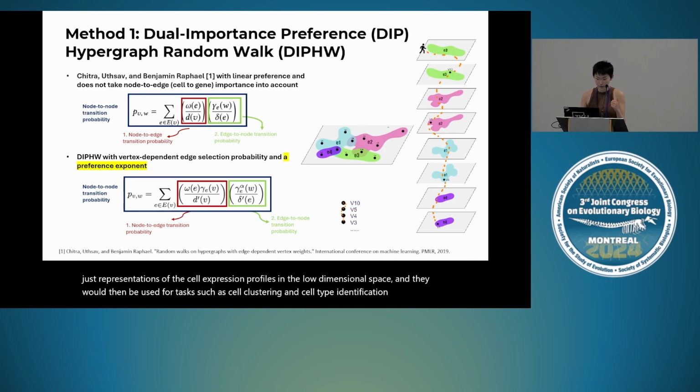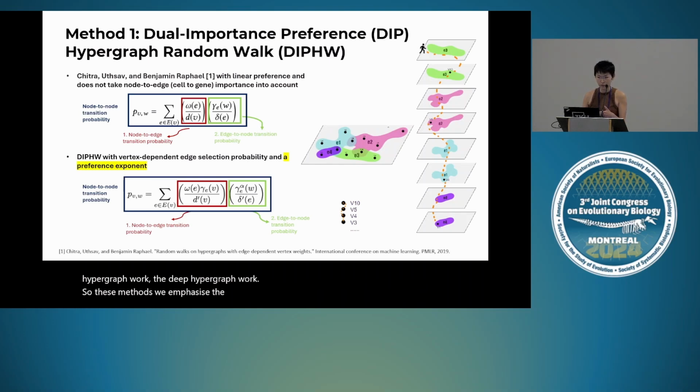And then the first hypergraph-based clustering method we propose is the dual importance preference hypergraph walk, the deep hypergraph walk. So in this method, we emphasize both the relative importance of genes to cells, as well as the relative importance of cells to genes. Typically, when we do a hypergraph random walk, we need to consider two probabilities. One is the node to hyperedge transition probability. The other is the hyperedge to node transition probability.